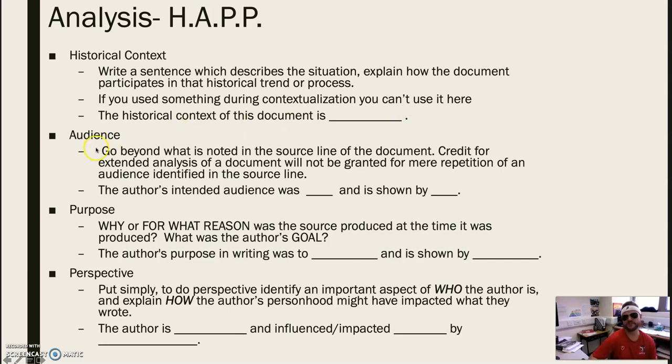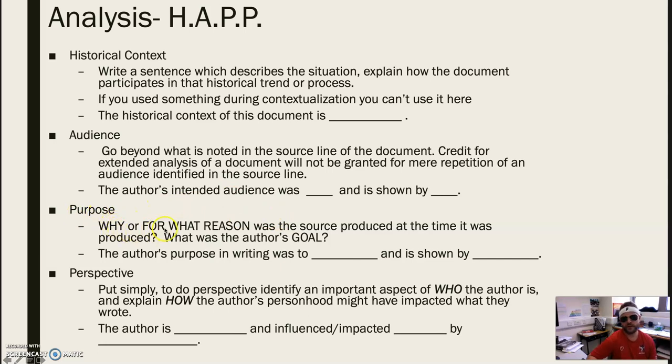All right, if you use audience, go beyond what is noted in the source line of the document. Credit for extended analysis of a document will not be granted for mere repetition of an audience identified in the source line. Translation: if it says, "Dear King Steve," don't say the audience was King Steve, right? You need to give a greater depth to who and what that audience is. So, the author's intended audience was blank and is shown by blank, right? So that's what you need to remember as you're writing that.